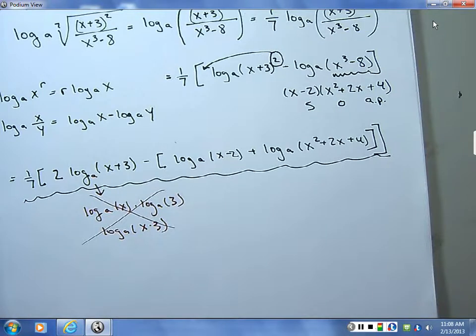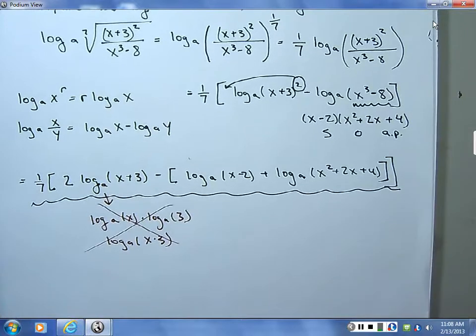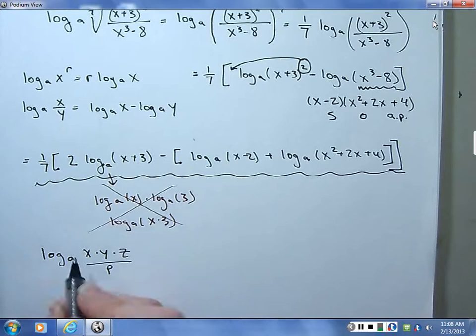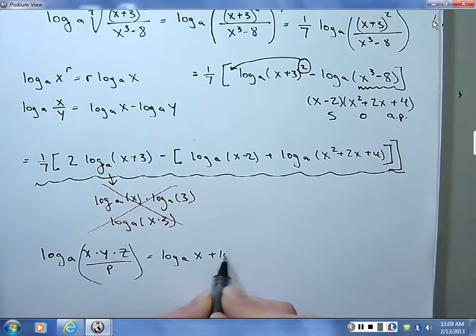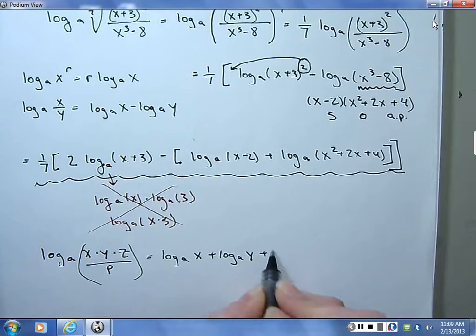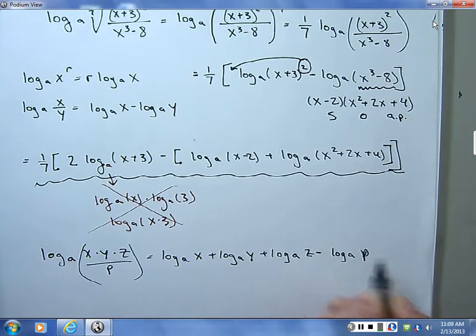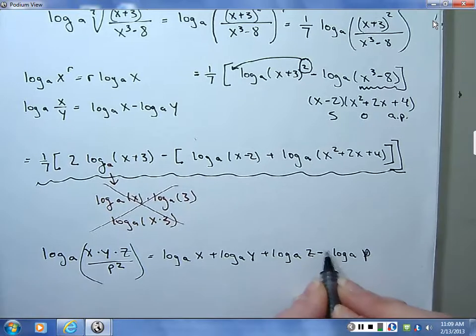So the one on Wiley was a little more straightforward. There was less things to do, but I could give you something like log base A of x times y times z over p. So you'd be able to expand that out as log base A of x plus log base A of y plus log base A of z minus log base A of p. All right. If I squared this, then I would have a 2 here.